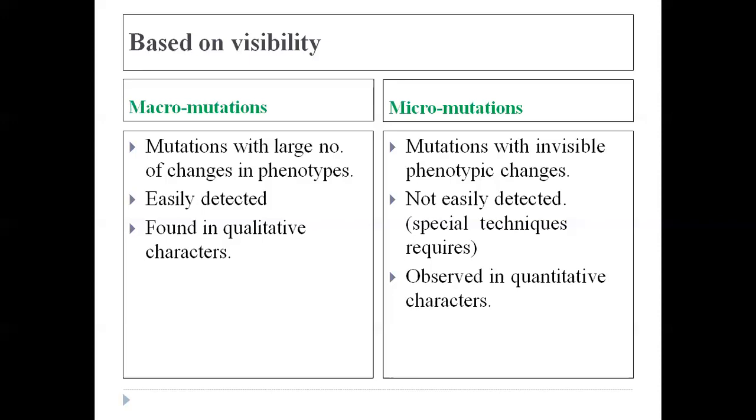See the difference. This is a very important slide for you. Write the differences between micro and macro mutations based on the visibility. These are the 3 points you can easily write and explain. Micro mutations are observed in quantitative characters because this is a very small number, and macro mutations are found in qualitative characters. Just go through it repeatedly. I hope you can understand. If you have any queries, you can ask.